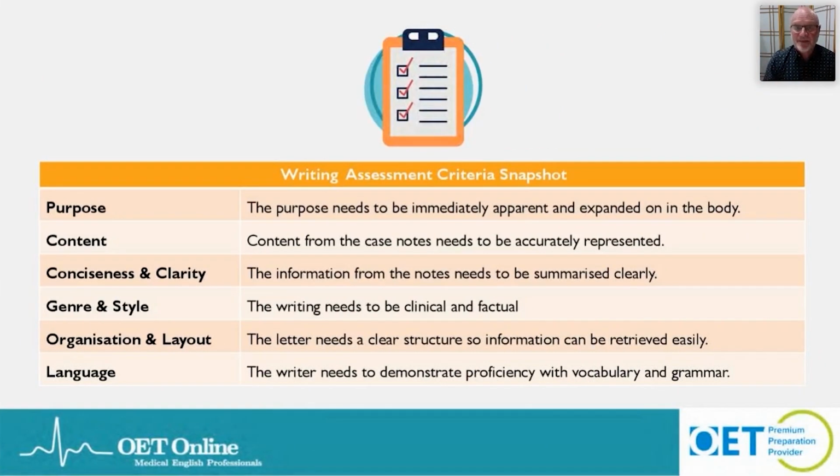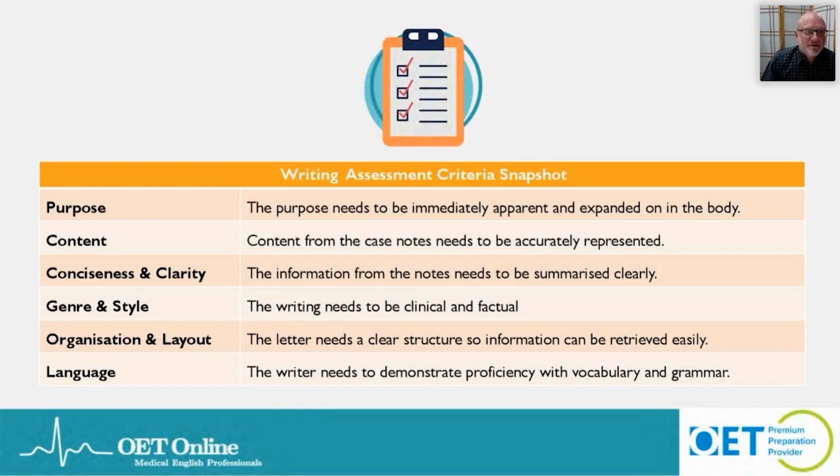So this then, we can look at this further by looking at the writing assessment criteria. Now, I really like the OET writing assessment criteria because it really does reflect what is required in a medical referral letter. So if you pay attention to this criteria when you're writing, and if you make sure that you follow these guidelines, not only are you preparing for your language exam, but you're also developing a skill and a style of writing that is used in the real workplace.